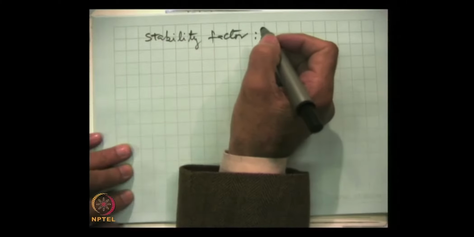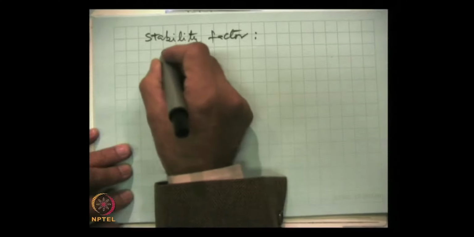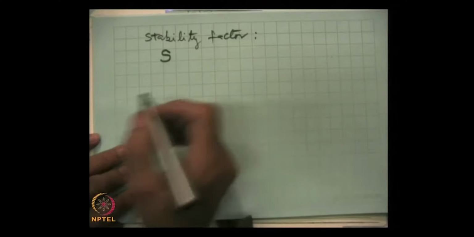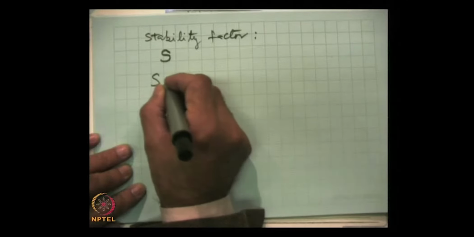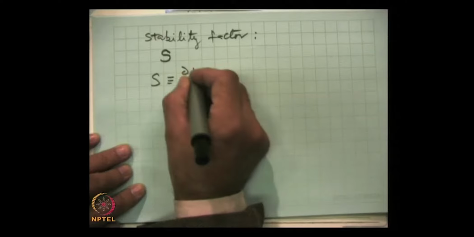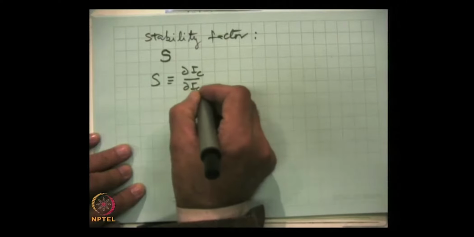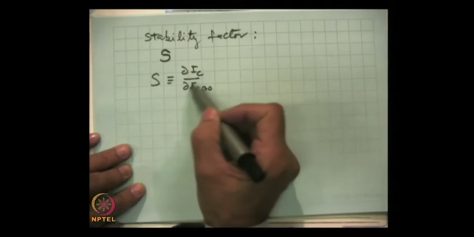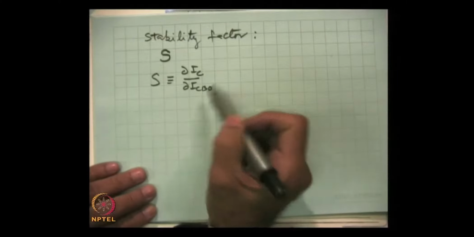Stability factor for a circuit is denoted as S. S denotes stability factor. Now, this is defined for various variations. For example, delta IC over delta ICBO. That means change in the collector current, because this is temperature sensitive, changes in the reverse saturation current.